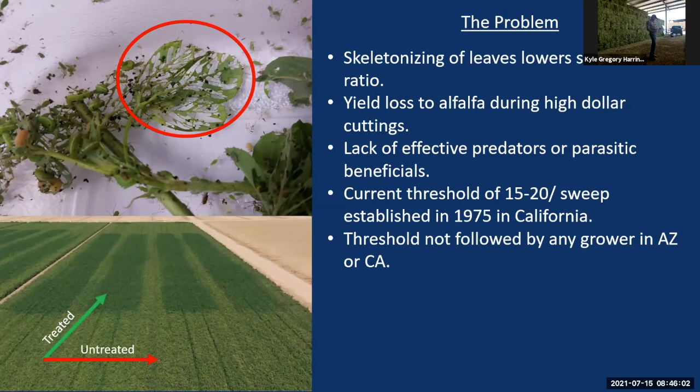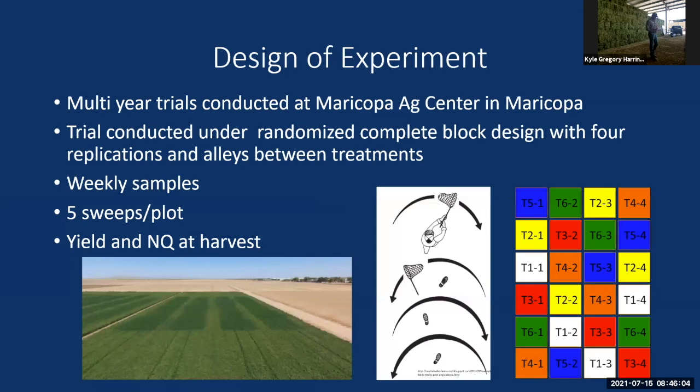So flipping the page, we conducted our design of experiment. We did 4 years' worth of trials at Maricopa Ag Center, conducted under a randomized complete block design. That's what you see there on your images in color. We did weekly samples, 5 180-degree sweeps per plot. And we sort out whether we're seeing small larvae, large larvae, or adults in our sorting process.